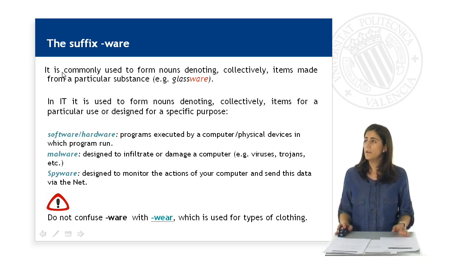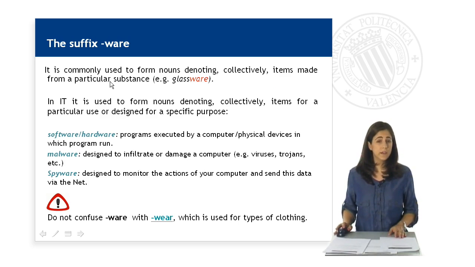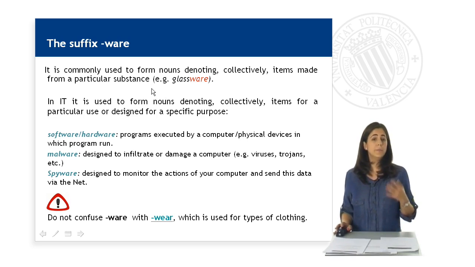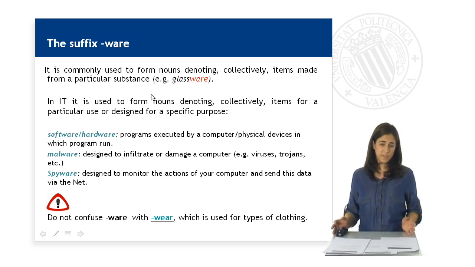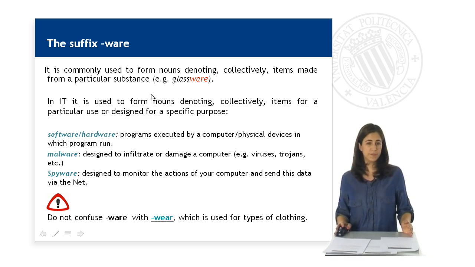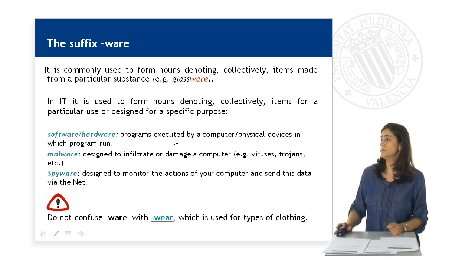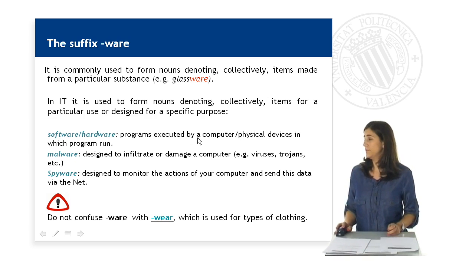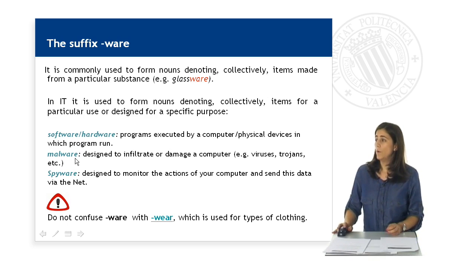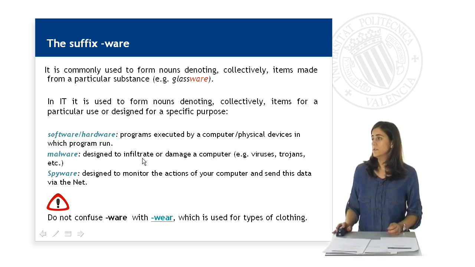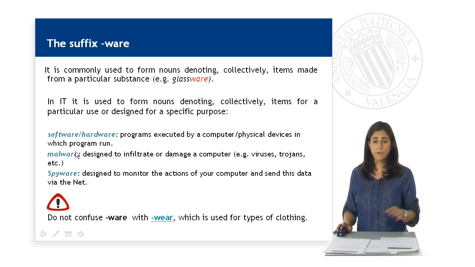The suffix -ware is commonly used to form nouns denoting collectively items made from a particular substance. For example, glassware. This suffix is used in IT to form nouns denoting collectively items for a particular use or designed for a specific purpose. Let's have a look at the examples. Software and hardware, these are programs executed by a computer or physical devices in which programs run. Malware is designed to infiltrate or damage a computer, for example, viruses, trojans, etc.